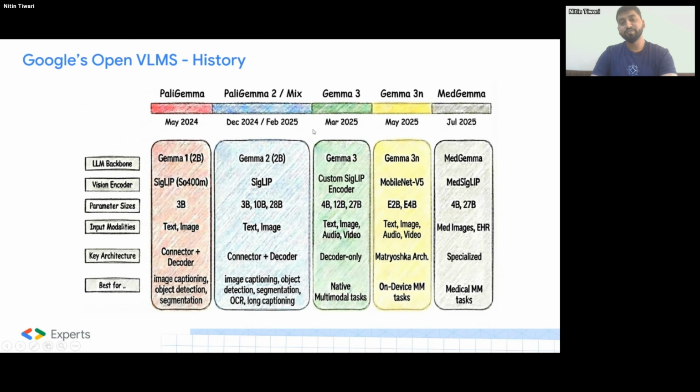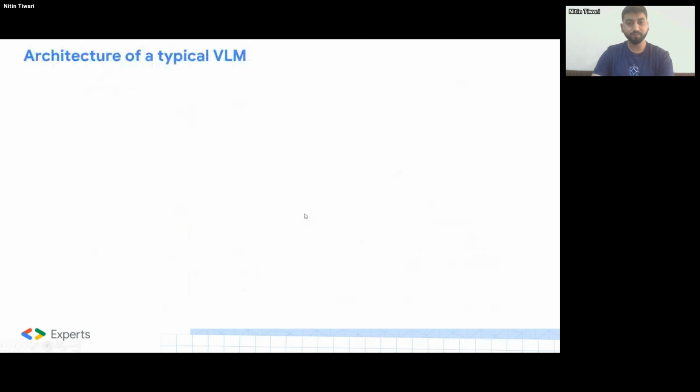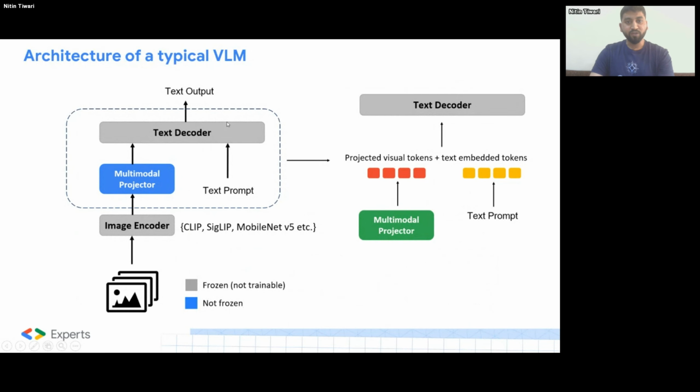Then in the month of December 2024, they came up with PaliGemma 2. The difference was they used the Gemma 2 model instead of Gemma 1 as the language model, but the vision encoder remained the same. So if I go back, they only changed this part, the text decoder. This was still using Siglip. And one more thing, the gray ones that you see, you cannot change these. They're frozen. They're not trainable. You can only train the part that is not frozen.